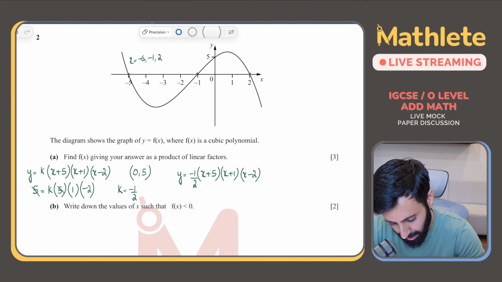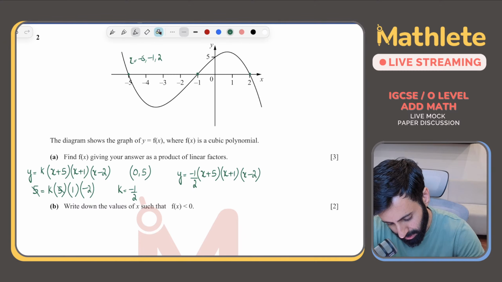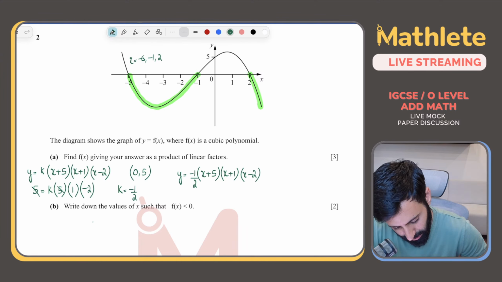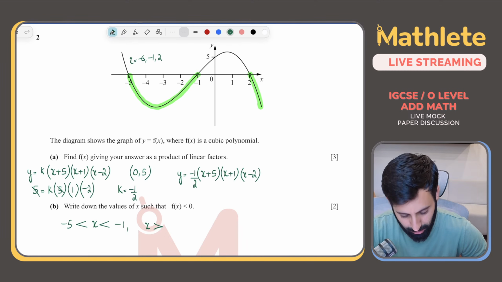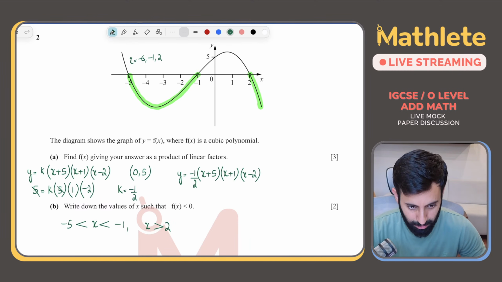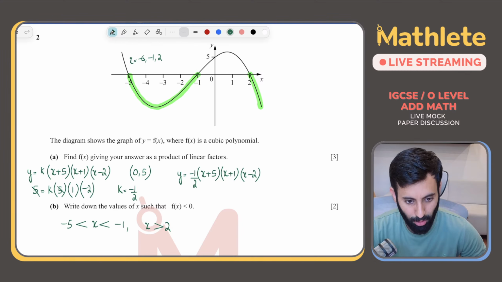Okay, now write down the values of x such that f of x is less than 0. So again, identify the part of the curve which is less than 0, and that's this part and this part. So for the first part, the range of x will be greater than minus 5 and less than minus 1. And then for the next part, it's going to be greater than 2. Do not use the word and, always write comma.